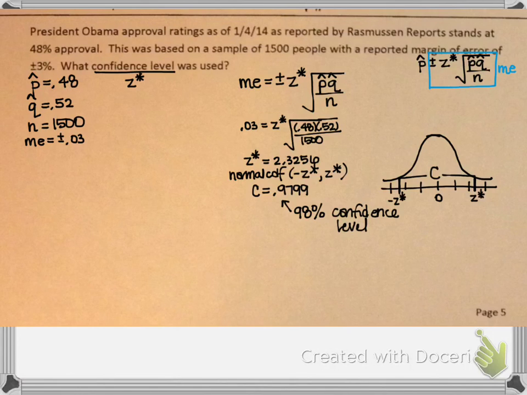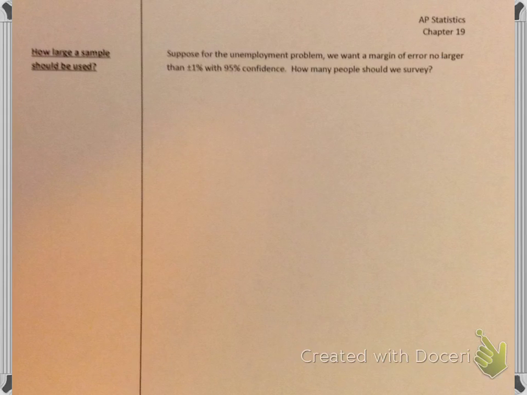Notice that we have stuff coming back from first semester with this whole idea of Z's, still a normal model, so we use normal CDF, or we've used inverse norm before, so we are pulling up stuff from first semester. All right, so same idea, we want to do the exact same process, but this time I think we're looking for the sample size, so we're looking for N this time.